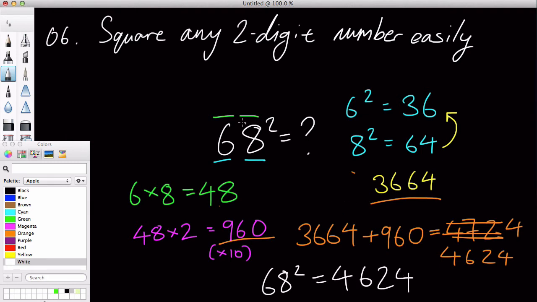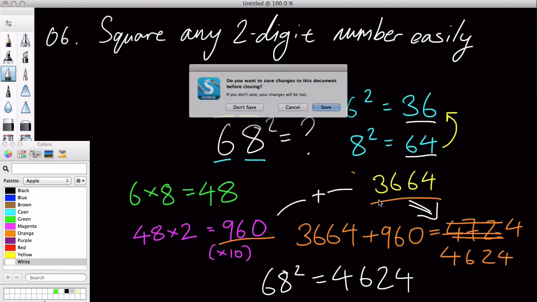So what I did there was look at the tens digit and the ones digit and square each of the digits, and then put the square of the ones digit after the square of the tens digit to get, in this case, 3664. Then we looked at each of the numbers again and multiplied them together. 6 times 8 equals 48, and then we times it by 2 and add the 0. So basically we times it by 20 to get 960. All we did last was add these together to get 4624, not 4724, which equals 68 squared. Clever, huh?